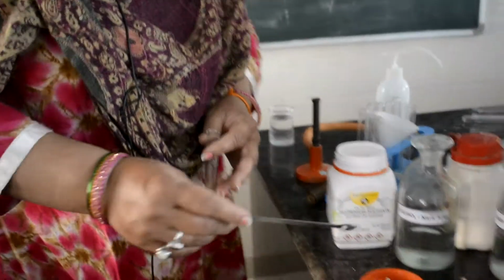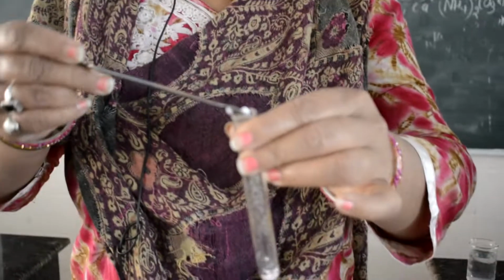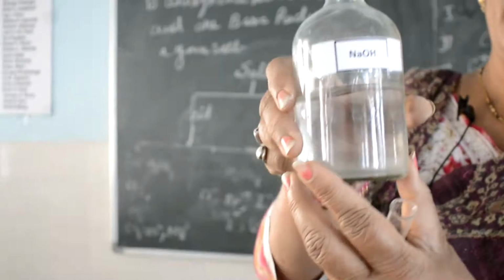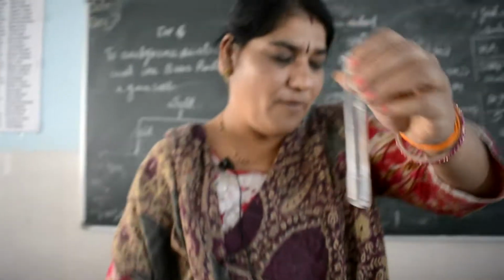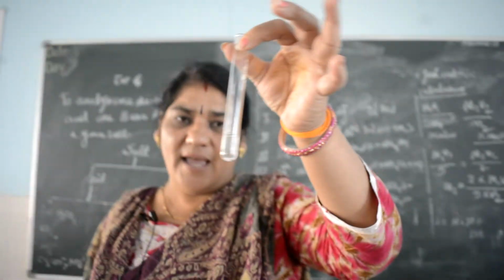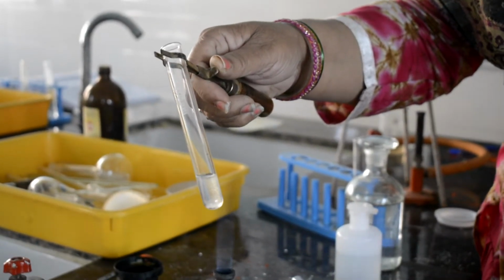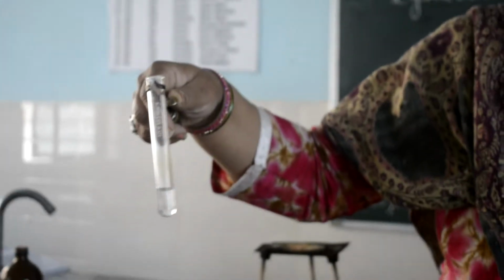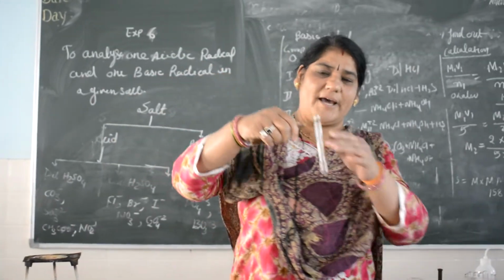Zero group. Now we take a small quantity of salt in a test tube and add NaOH solution. Now this is the NaOH solution. When we add it, there is no evolving of any gas. We can heat this solution, but there is no evolution of ammonia gas. So the zero group is absent.